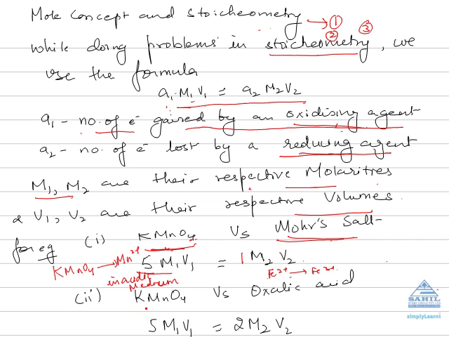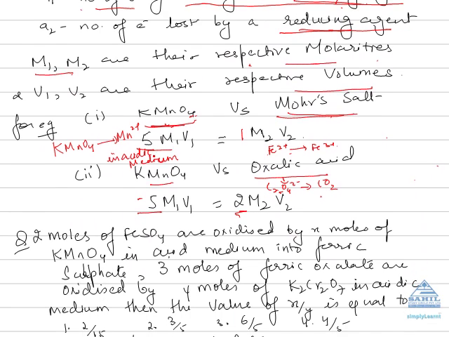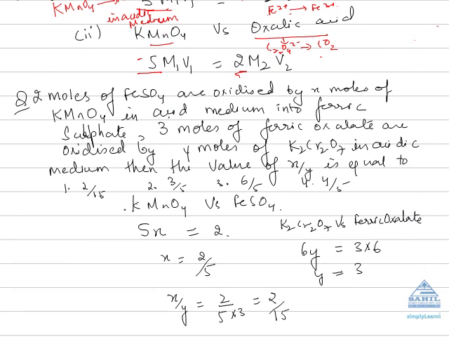Now in the second case, KMnO4 versus oxalic acid. Since we are using KMnO4, it will gain 5 electrons, and oxalic acid gets converted into carbon dioxide, so the number of electrons lost is 2. As we are equating the number of moles on both sides, we can use this in doing some questions based on stoichiometry.